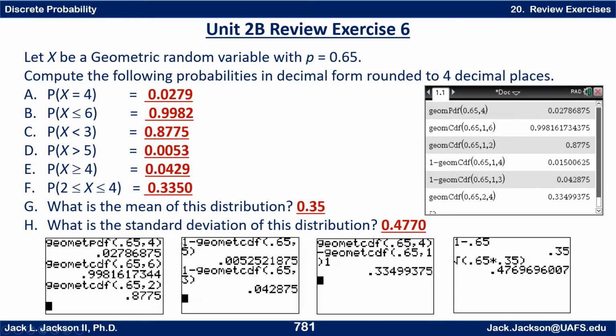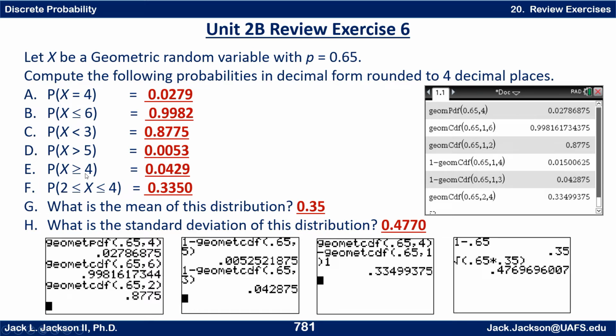So we do that as 1 minus the geometric CDF. Again, 0.65, but we go up to 5 for the part that we want to subtract. So that'll subtract the probabilities corresponding to 1, 2, 3, 4, and 5 for x. And that's pretty small. It's 0.0053.